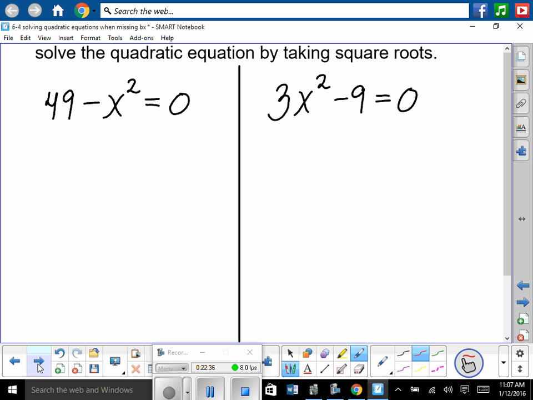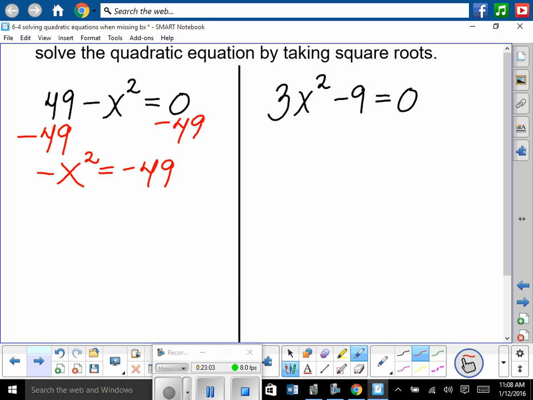A couple more. It says solve the quadratic equation. Once again, we're going to do it algebraically. So the first step is isolate x squared completely. So what am I going to do? If we add 49, is that going to help us? No. Subtract 49. Good. This is positive 49. We've got to subtract 49 from both sides. So we have negative x squared is equal to negative 49.